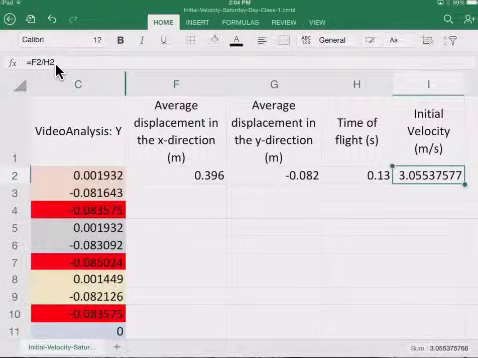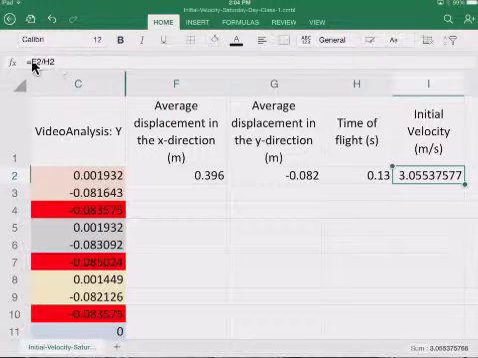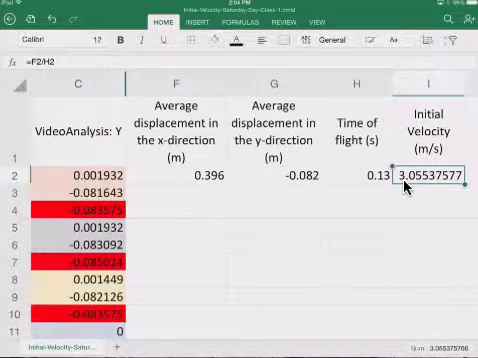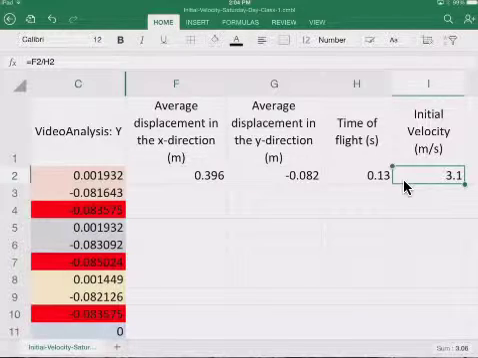Initial velocity is 3.05537577. We can't measure down that far. The best thing that we can do is look back at this average displacement here, and it's 0.082. Again, we only have 2 significant digits, so the best we can do is 3.0 in this particular case. So I'm going to go to general, go to number, and make this 1 decimal place, and so we end up with 3.1 in this particular case.